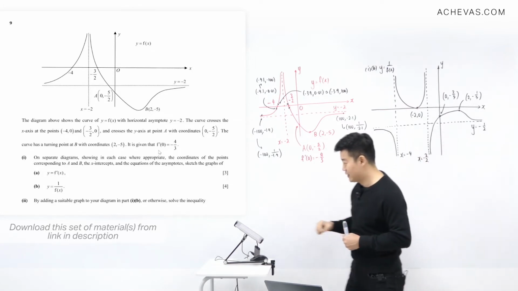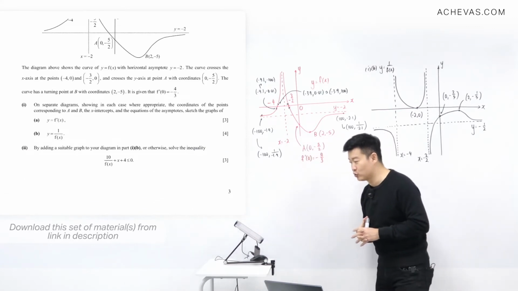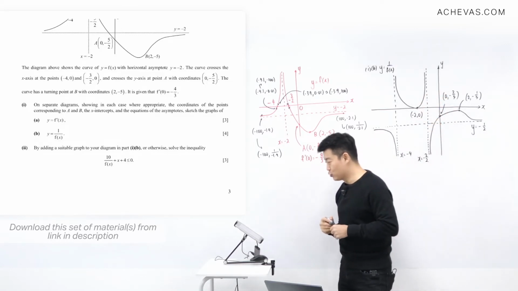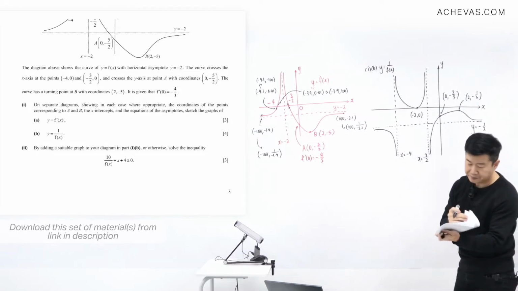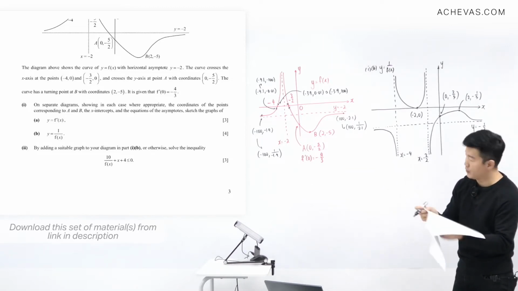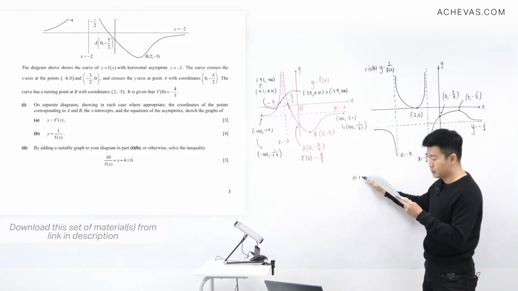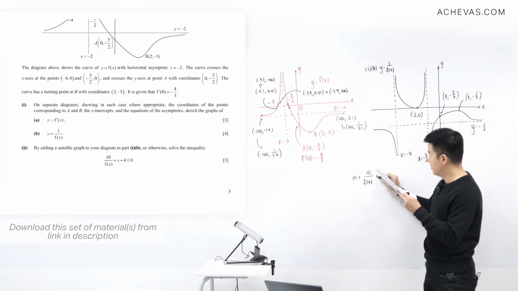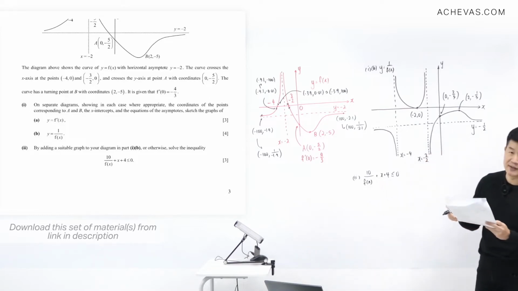And the last part of this question requires us to, by adding a suitable graph to our diagram in this here, try to solve the inequality. Let me write down this inequality. We are supposed to solve for this. The very last part here, part 2. We are supposed to solve for 10 over f(x) plus x plus 4. This is less than or equal to 0.